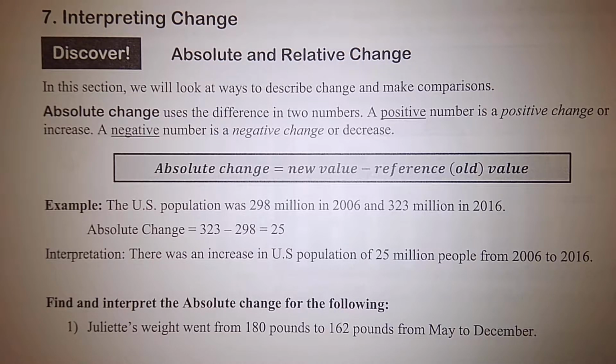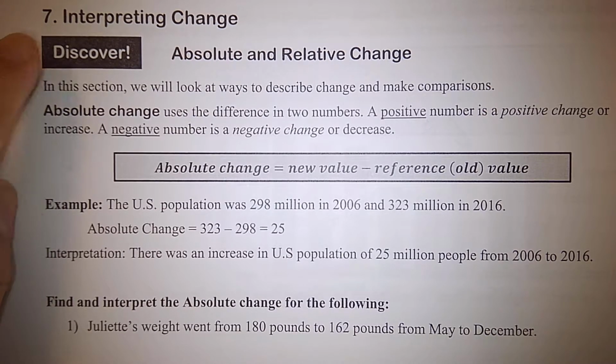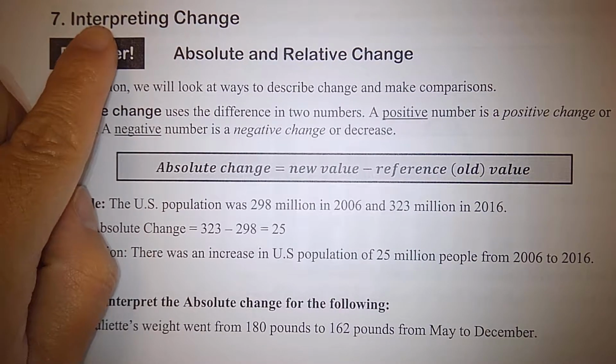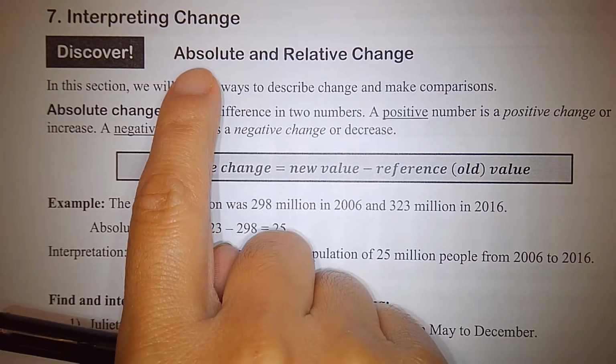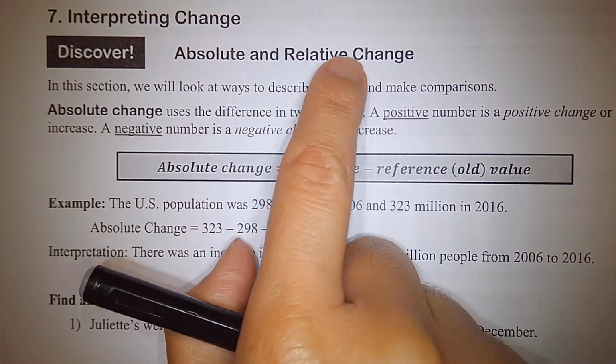Today we will do both sections 7 and 8. Next Tuesday, 9 and 10. Next Thursday, 11 and 12. Unit 2 done, okay? So section 7 is about interpreting change. It's about absolute and relative change.